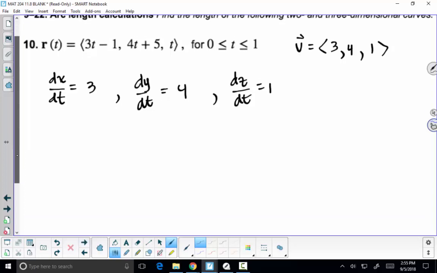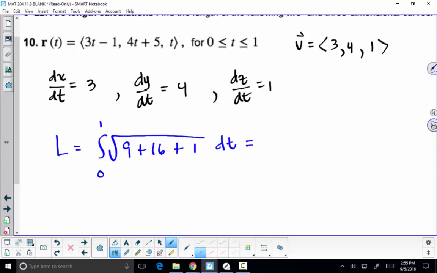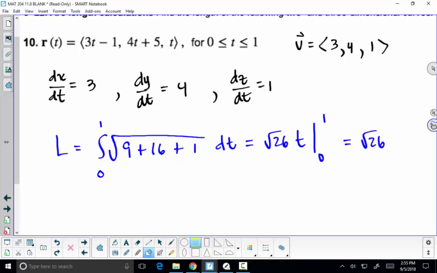So this curve is in 3-dimensional space, so we're going to have one extra piece. Sometimes we use an S, sometimes we use an L. It doesn't matter what you use for arc length. From 0 to 1, square root of the sum of the squares of the components. So we get the square root of 9 plus 16 plus 1 times dt. That's going to be the square root of 26. Integrating from t equals 0 to 1, we get root 26.